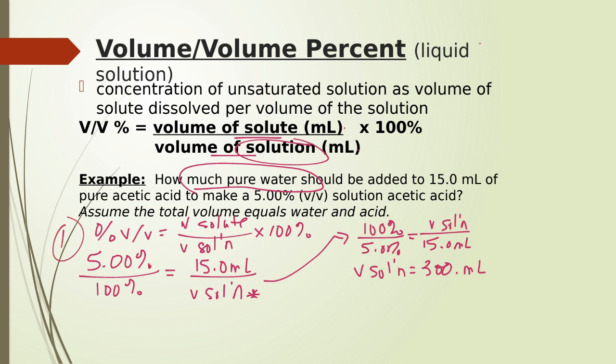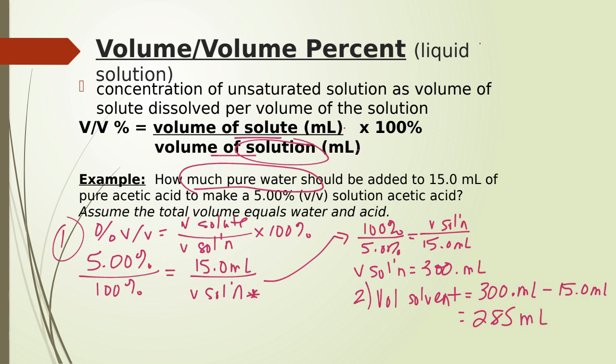So let's number this one as number 1. Number 2 will be my volume of solvent. And what I'm going to do is take my solution of 300 mL and subtract off the solute, which was 15 mL. And then when I do that, I get an answer of 285 milliliters.